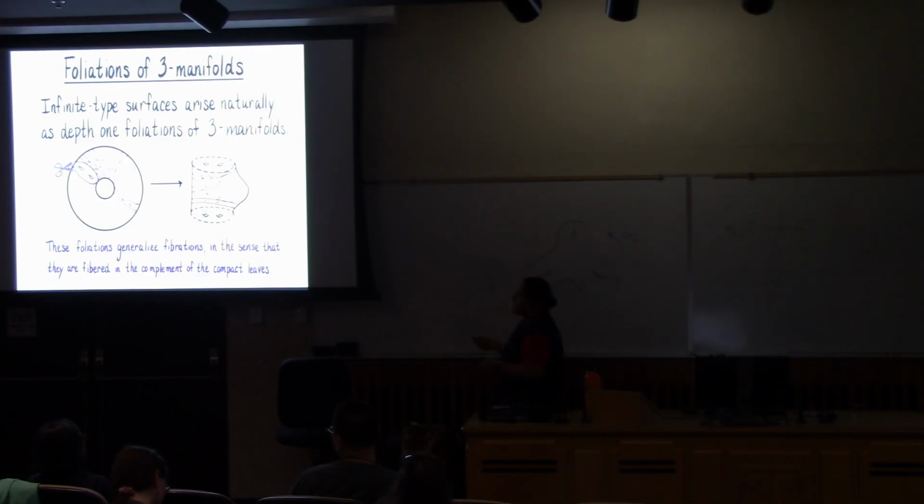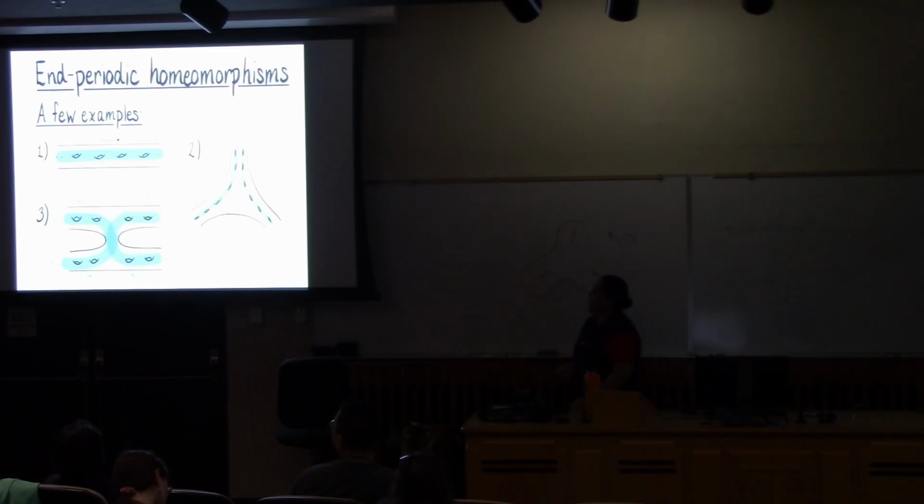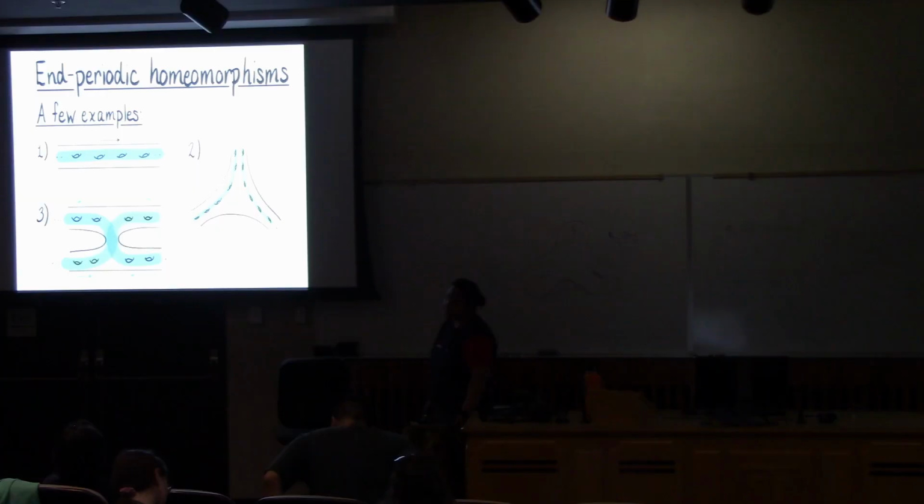And the thing that I want us to also remember is that not only are we fibered in the complement of the compact leaves, but the monodromy of these fibrations gives us something called end-periodic homeomorphisms, okay? And so this is why I'm going to constrict my study to these surfaces that have finitely many ends all accumulated by genus, because this is the setting in which the maps that I'm interested in come up very naturally. Okay, so what are end-periodic homeomorphisms?